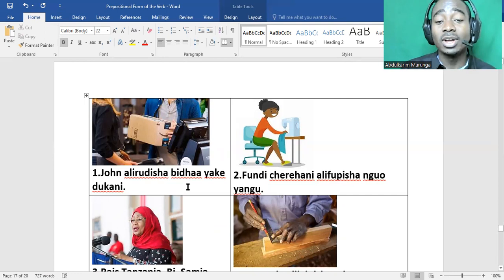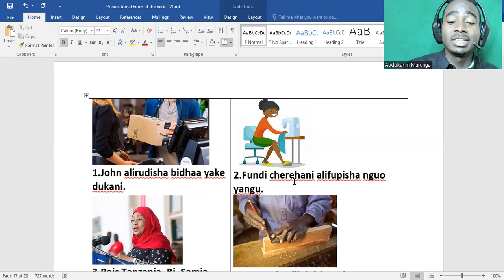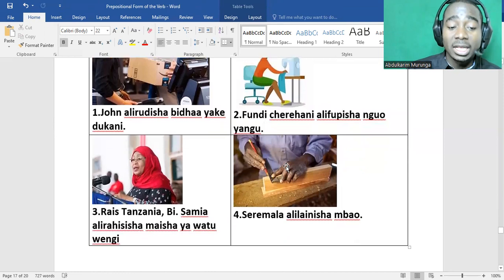Nambari ya pili. Fundi cherehani alifupisha nguo yangu. The tailor shortened my cloth. Alifupisha. You can say fundi cherehani, but it's a long one. You just say fundi. We have different types of fundi. It can be a constructor, one dealing with electricity, or one dealing with different items. So when you say fundi, it depends on the context. This is fundi cherehani. You just refer to him or her as fundi. Alifupisha nguo yangu. Sawa? The machine for sewing the cloth is called cherehani. Fundi cherehani alifupisha nguo yangu. The tailor shortened my cloth.